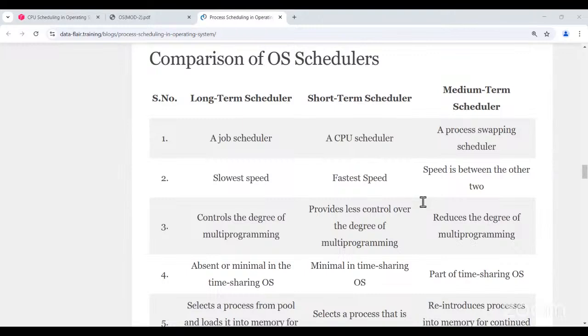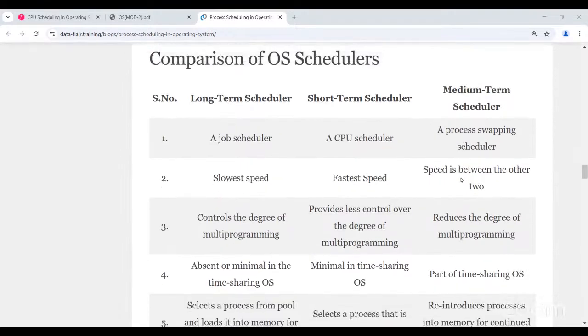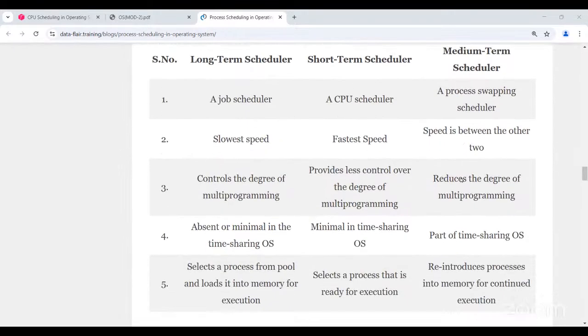Now there is a difference between long-term scheduler, short-term scheduler, and medium-term scheduler. Now observe the differences on the screen. Are you able to see the screen? Just look at the points.